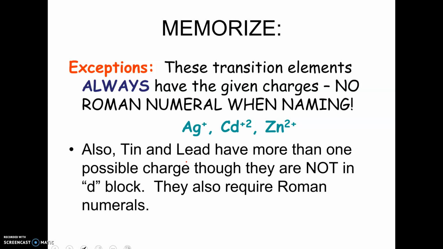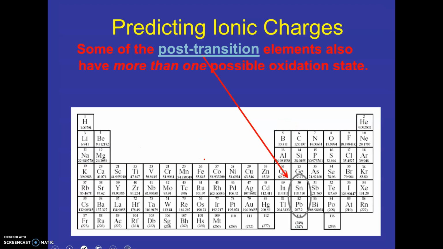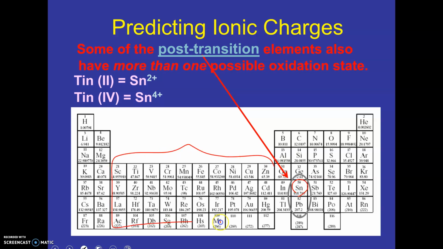These are transition elements. So they are in D block, but because they always form the same charge, you don't use Roman numerals. So you don't call this silver 1 ion, it's just silver ion. And another exception, tin and lead. So tin and lead are not in D block, they're actually in P block, but because they can have more than one possible charge, they do get a Roman numeral. So here's the exceptions we just talked about. So tin and lead, technically these are the ones that should get Roman numerals here in D block. Tin and lead are not in D block, but they can form multiple charges, so they do always get a Roman numeral. So you have to memorize that.